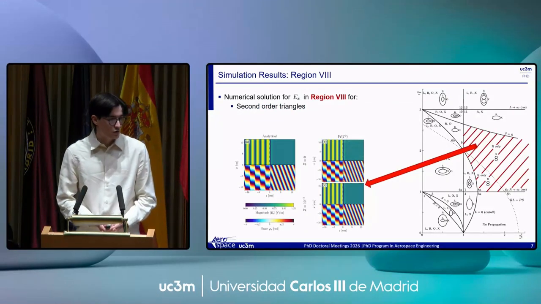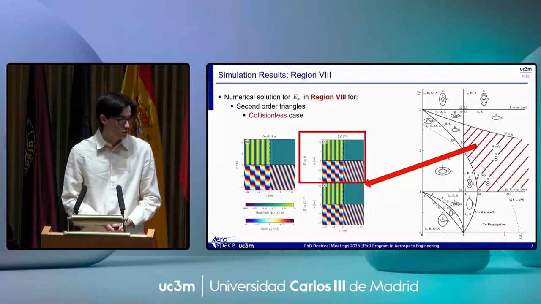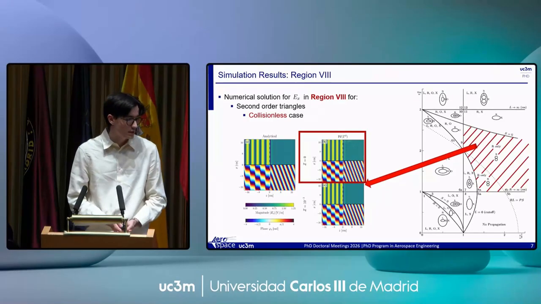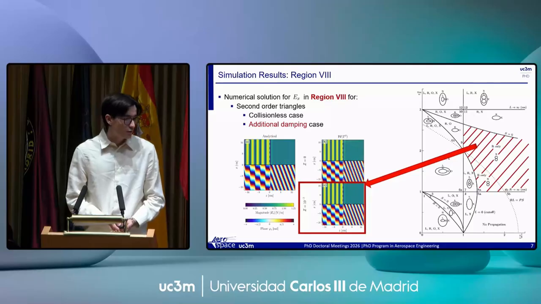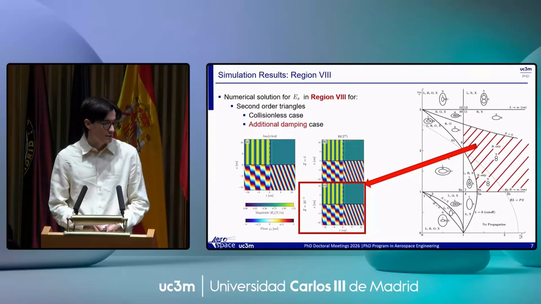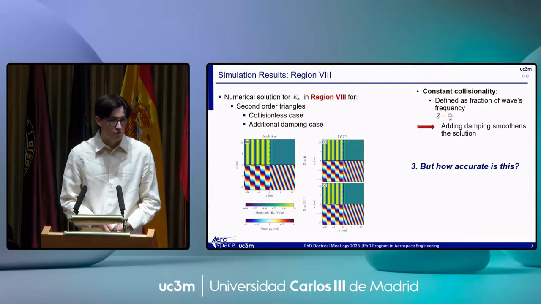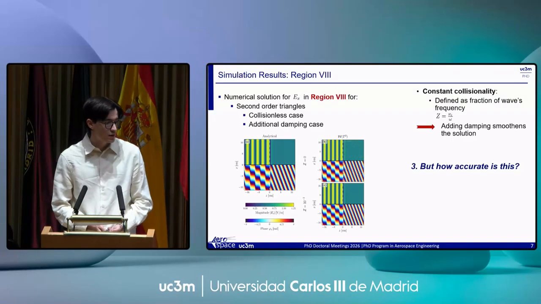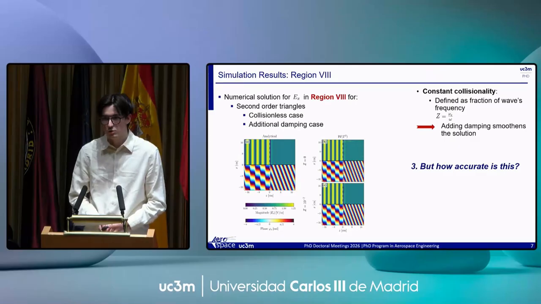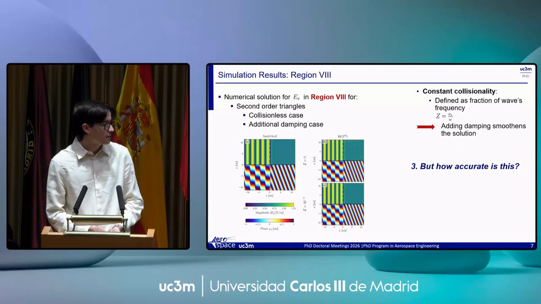And then we go to region 8. So here for 2 main cases. The first one without collisions that we see here, in which we still have the spurious modes propagating. And another one where we add collisionality. So this collisionality is defined simply as a fraction of the wave frequency. And we can see that adding this collisionality smoothens the solution. It removes the spurious modes.